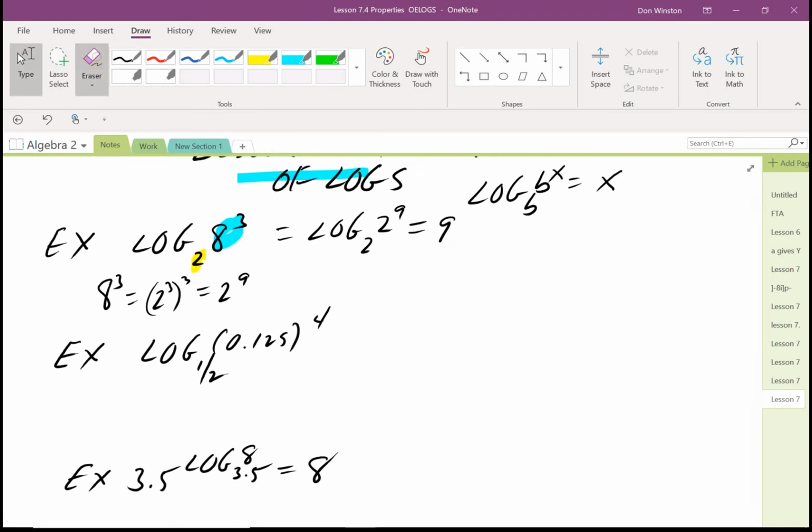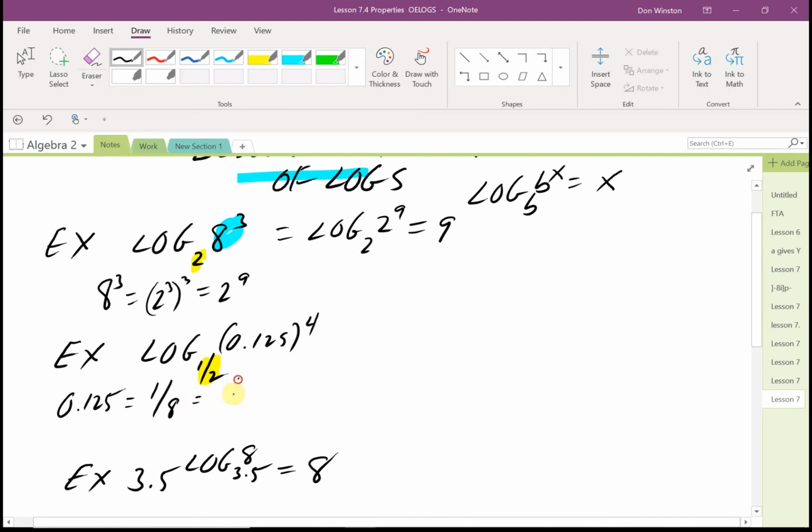The next example is we have log base 1/2 of 0.125 raised to the fourth. Okay, again, we're working with base 1/2, so we have to write 0.125 in terms of base 1/2. Now 0.125 is equal to 1 over 8. That's still not base 1/2, but 1/8 is equal to 1/2 raised to the third.